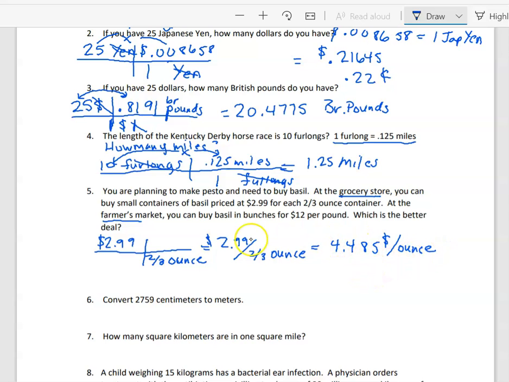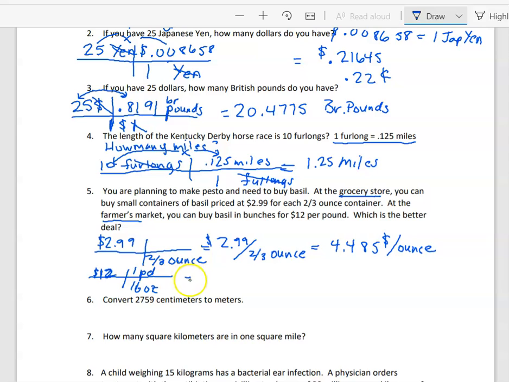Okay, so I also want to know how much is this $12 per pound. Well, to do this problem, we ought to think about the fact that we're starting with dollars per pound, and it's $12 for 1 pound, but there's 16 ounces in a pound. 1 pound is 16 ounces. That's $12. 1 pound is equal to 16 ounces.